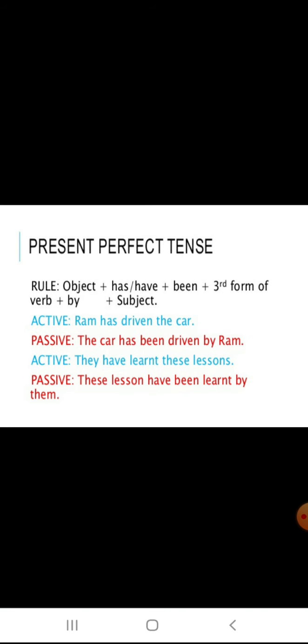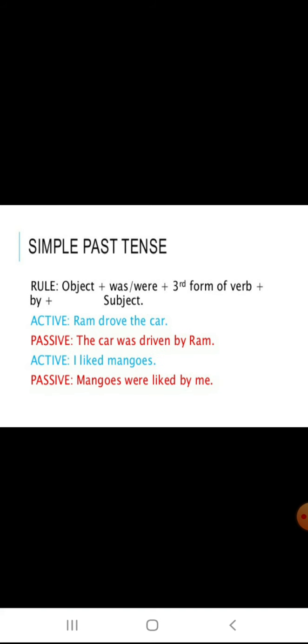Then present perfect tense. First we have to use object, then has or have plus been. Then third form of a verb, by plus subject. Ram has driven the car. That is the active voice. The car has been driven by Ram. We have to use been. They have learnt these lessons. These lessons have been learnt by them.